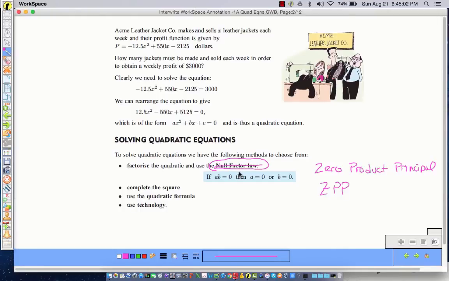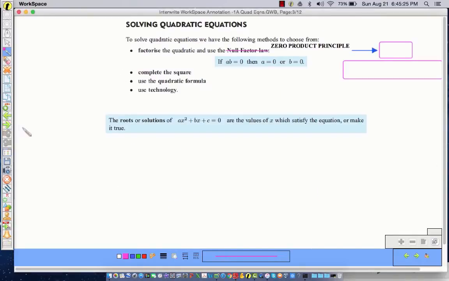That's it. And all the Null Factor Law says is if A times B equals 0, then either A is equal to 0 or B is equal to 0, or actually both. And that is the beauty of the Null Factor Law. Okay, and so if we factor it, all we need is one factor to be equal to 0. Let me show you what I mean.